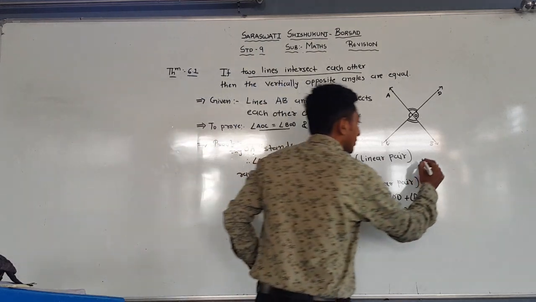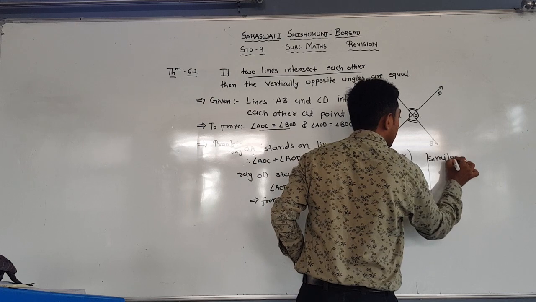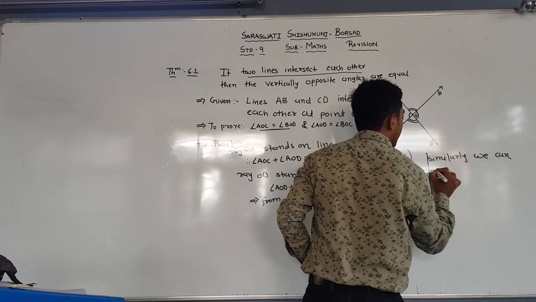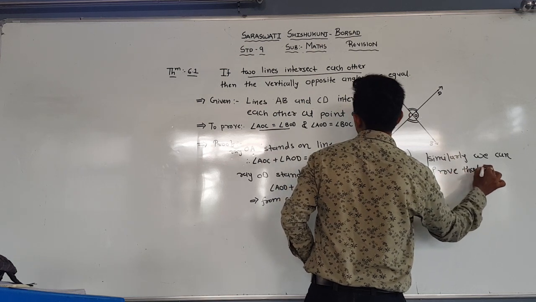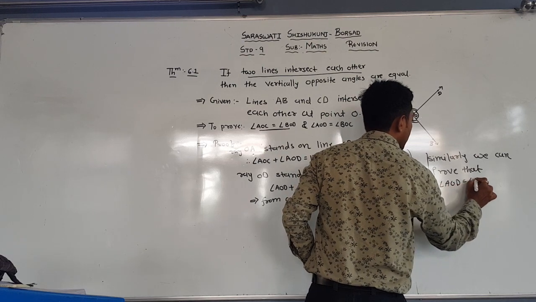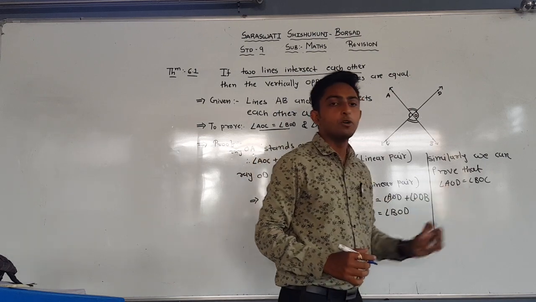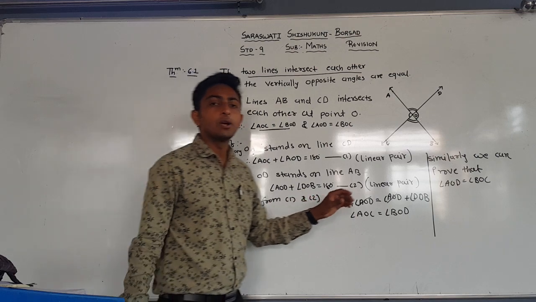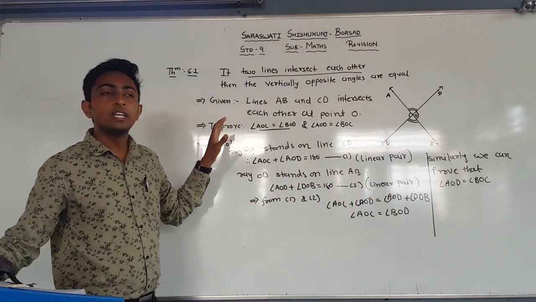Similarly, you can write here. Similarly, we can prove that angle AOD is equal to angle BOC. You need not write the other section, that is AOD equal to BOC. You just have to write similarly we can prove that AOD equal to BOC. So this is theorem number 6.1.